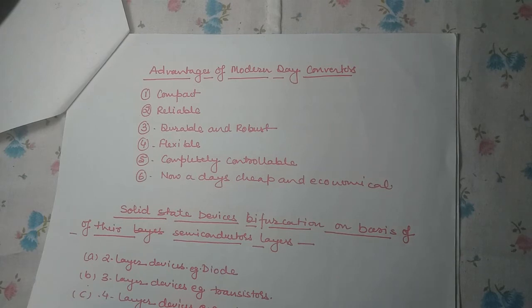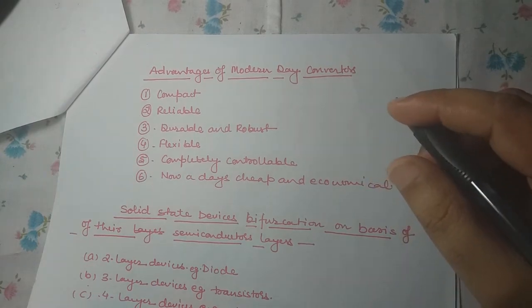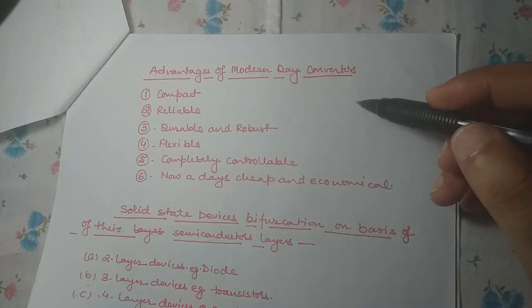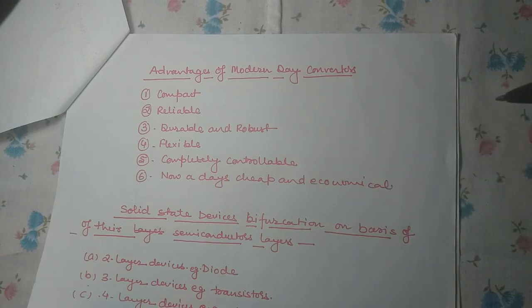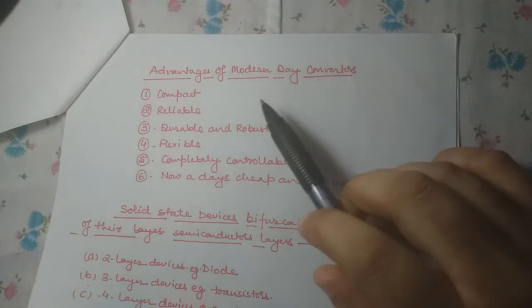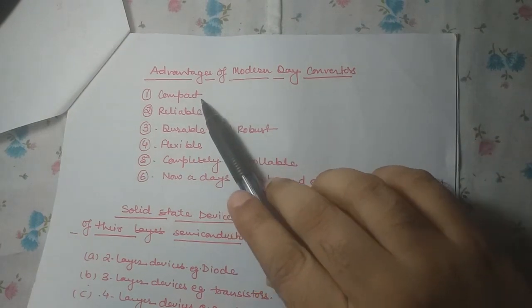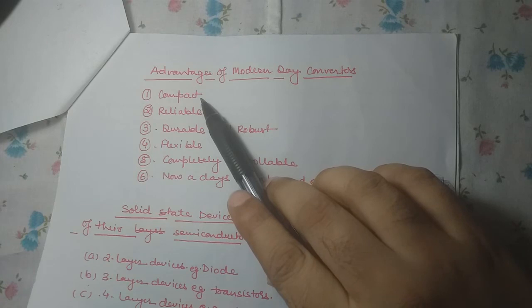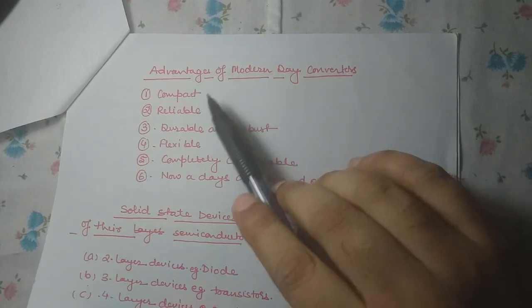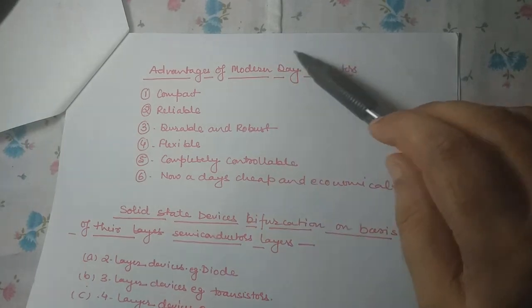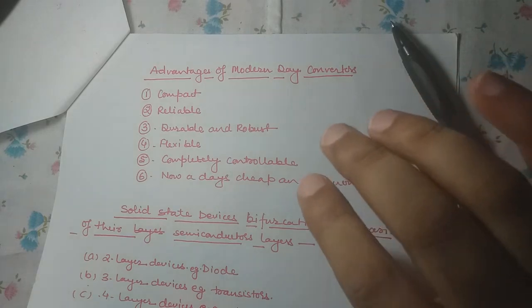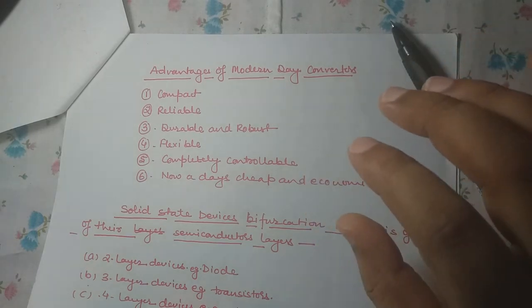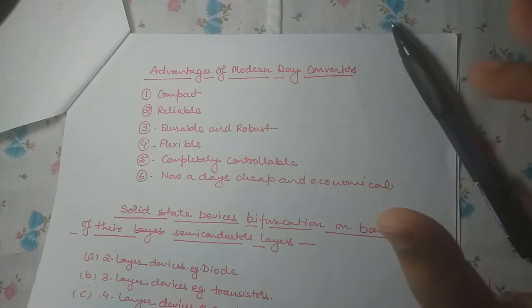Now with the introduction of solid state devices, there are various advantages we are getting here. First and foremost, the most dominating advantage is that it is compact. The modern day converters are compact because the solid state devices are of very small size. Their current handling capacity doesn't affect their size very much.